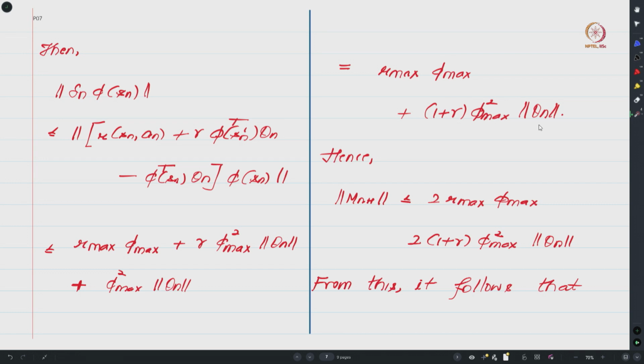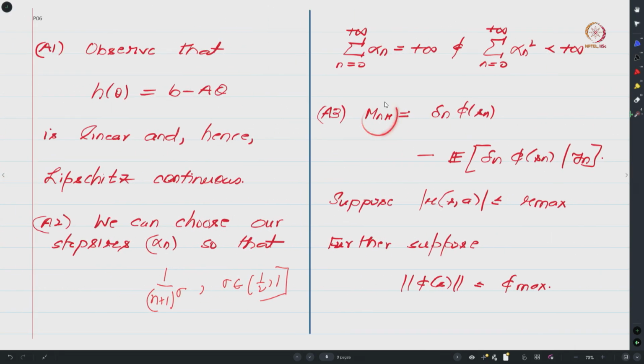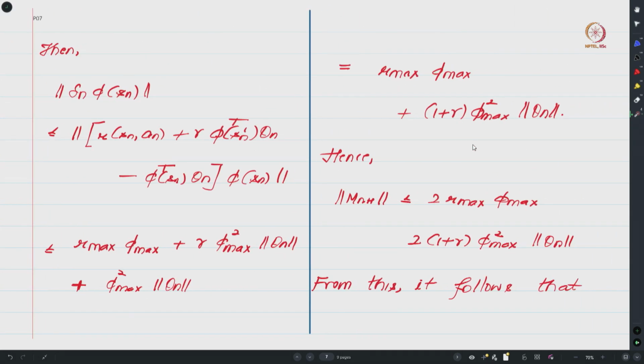And hence one can conclude that, if you recall, Mn plus 1 is this expression plus this expression. So if you take the norm of this, it will be the norm of this plus the norm of this thing, and one can show that the norm of a conditional expectation is upper bounded by the conditional expectation of the norm. From that one can show that the norm of Mn plus 1 is upper bounded by twice this quantity, which is 2 times R max times phi max plus 2 times 1 plus gamma phi max square norm of theta n.